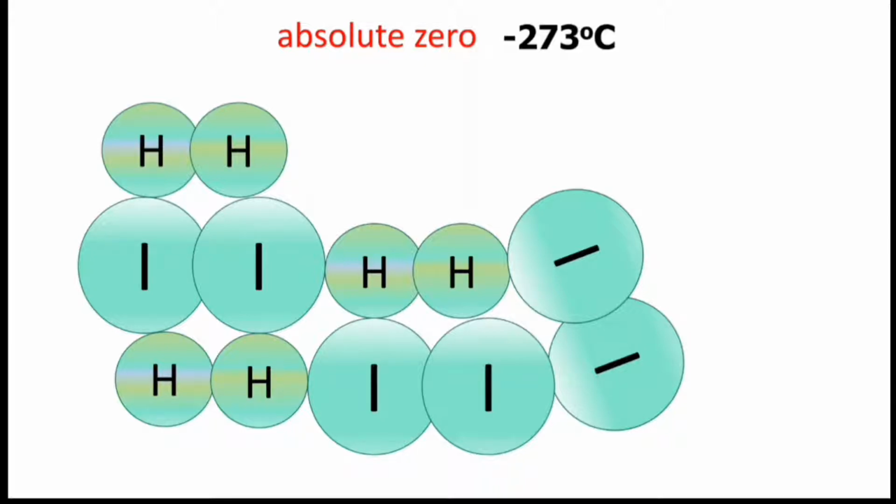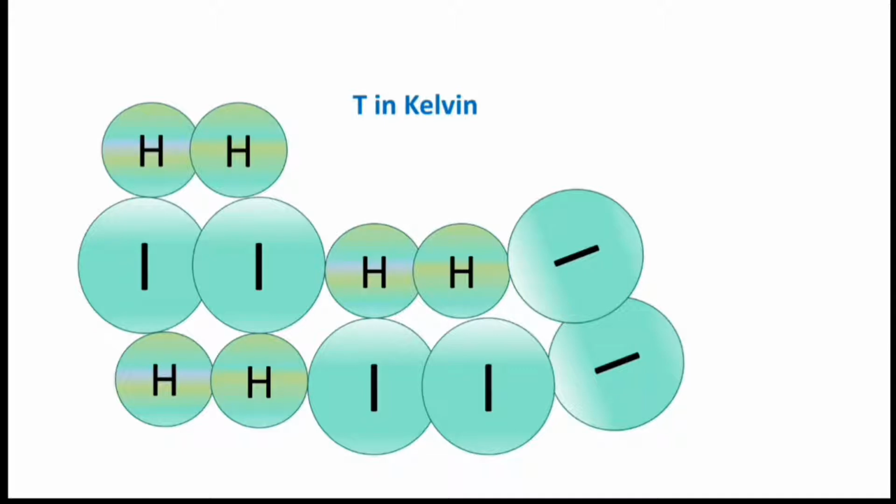Now, in degrees Celsius, the temperature value of absolute zero is minus 273 degrees Celsius. Using another temperature scale called the Kelvin, the absolute zero temperature value is 0. So we say it's 0 Kelvin. Now, don't be worried about converting between Kelvin and degrees Celsius. It's a very easy process.